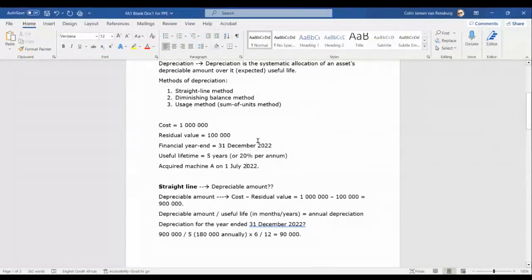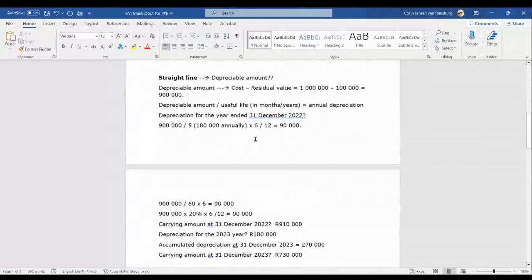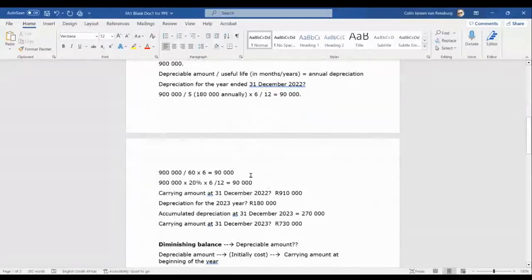Doesn't seem to be. Okay, so now let us proceed to the next one. Oh, yeah, I just want to display this as well, ladies and gentlemen. I almost forgot about that. So if we now look at the end of our first financial year, the year that ended on the 31st of December 2022, what is going to be our carrying amount?